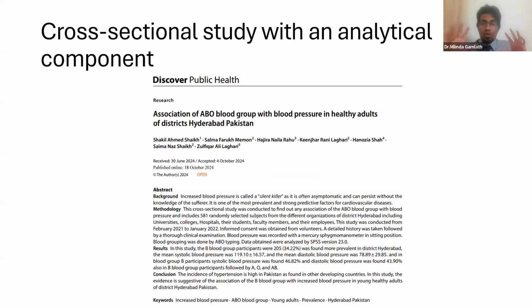So basically this is an example of something like that. The exposure and outcome have already happened. The exposure was the ABO blood group, and they want to see whether the different blood groups in the ABO classification are associated with differences in blood pressure. So what they did was they did a cross-sectional study. They took the people at once at one point in time and they looked at their blood group and their blood pressure, to see which people with higher blood pressure had which blood groups.